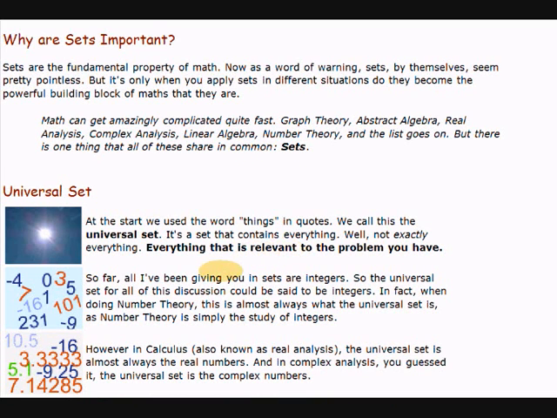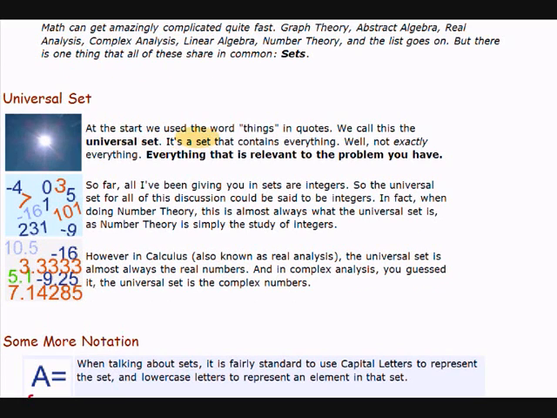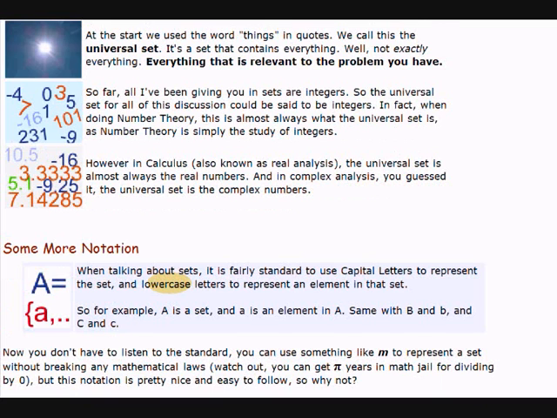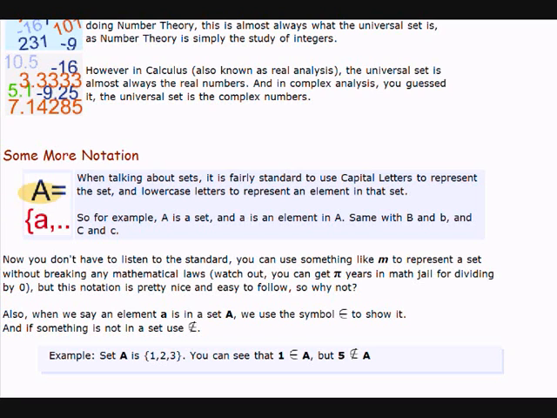Then integers. A universal set for all discussion could be said to be integers. So we can have sets of integers like that. In calculus we bring in sets. Okay, here is a way of denoting a set. A equal to... For example, A is a set, then a is an element in the set. Okay, B and C, etc.